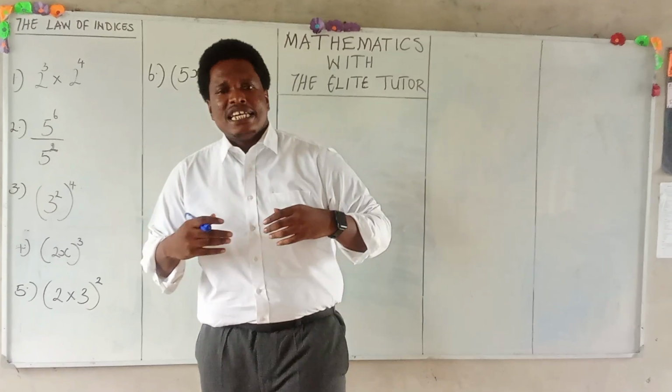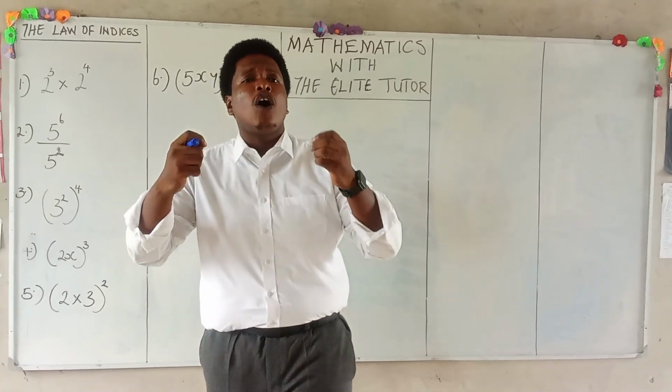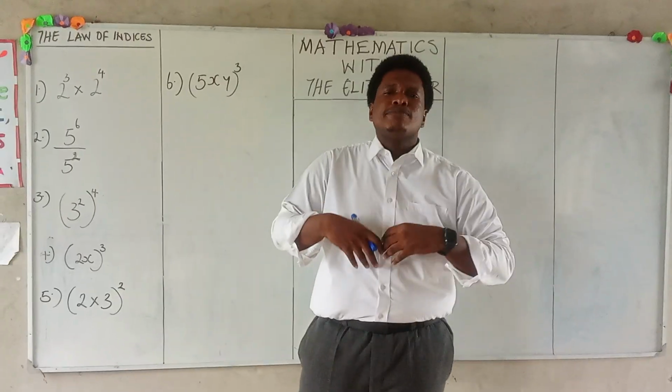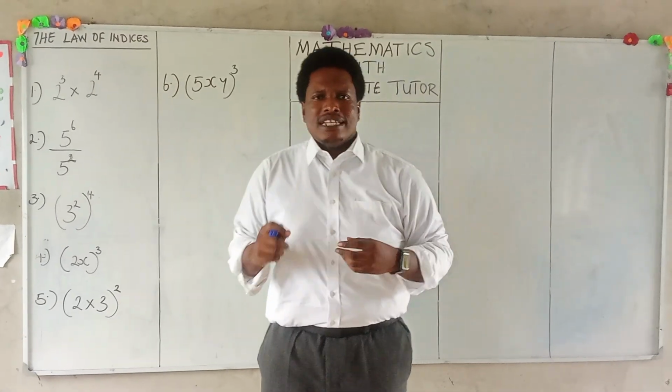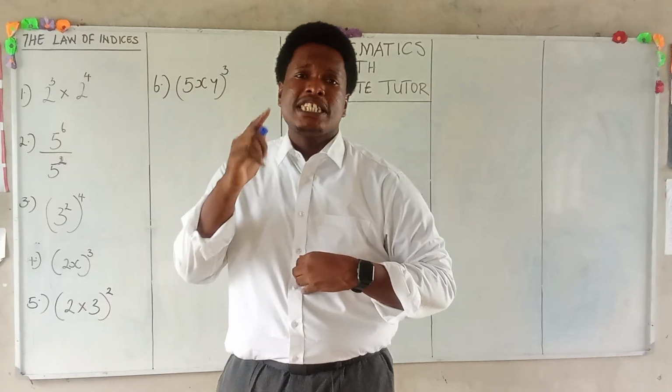So what does this mean? It simply tells us the number of times a number is multiplied by itself.